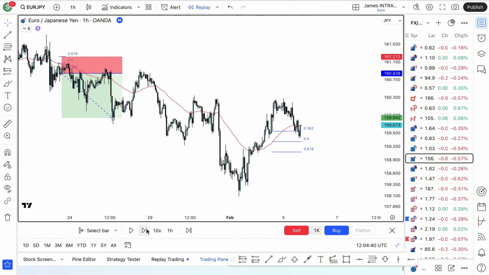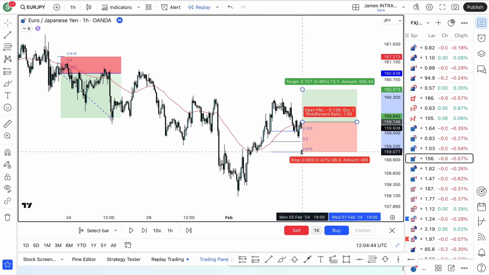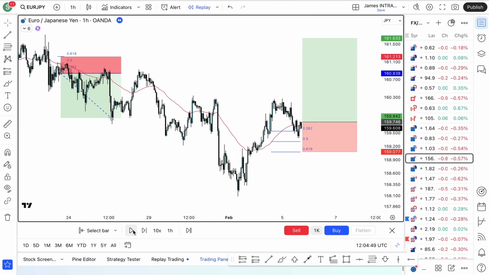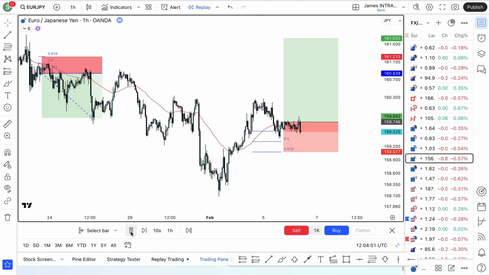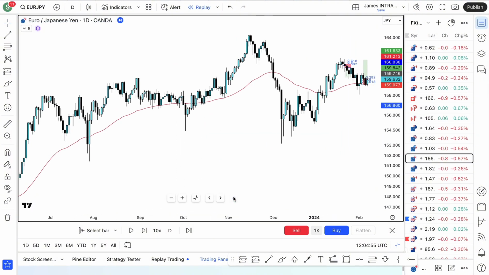But I'm showing just the entries for 2024 on Euro JPY. Rejection of the 1 hour 50, 0.382, looking for the continuation to the upside. Let's see if this one plays out. Stopped out for 1%, you're not going to win them all. But again, good risk reward in that position.